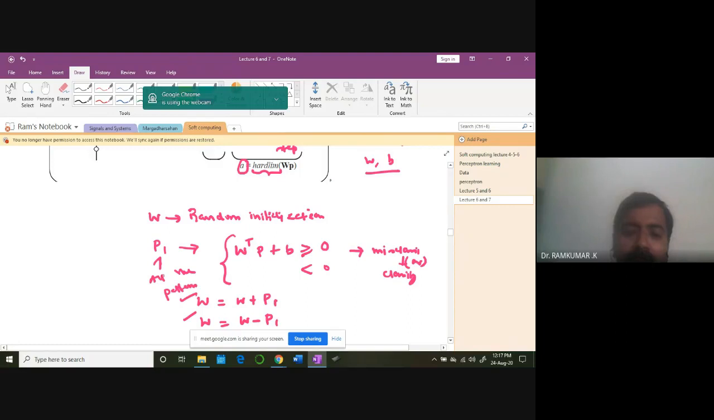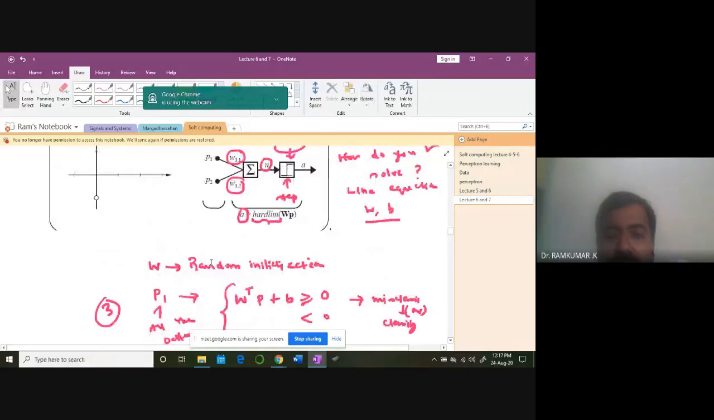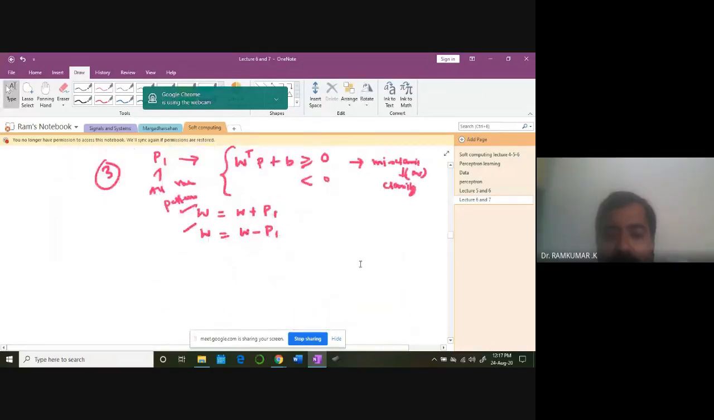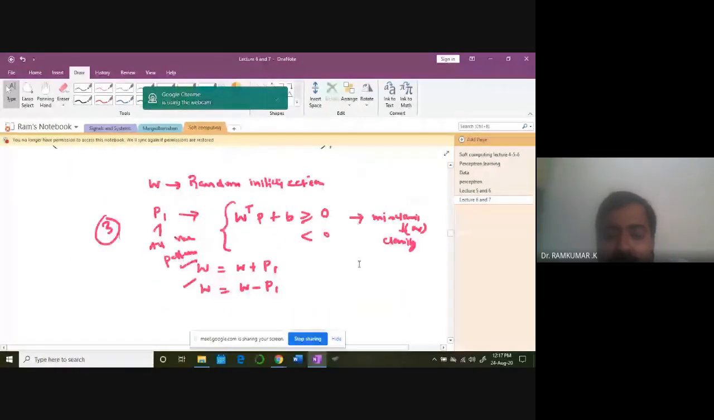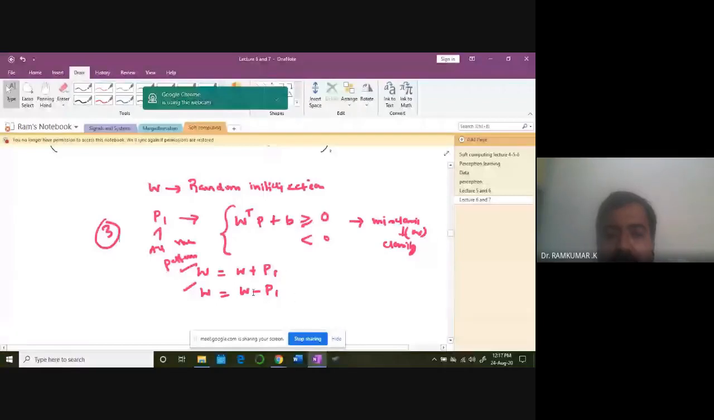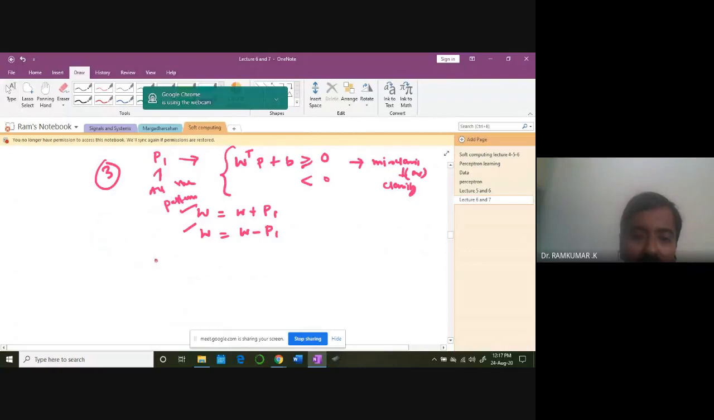How many patterns here? We have 3 patterns. So you have to do it for all the patterns. You have to either add the weight like this or subtract the weight like this. And then if there are some learning rates given, you need to apply that also.